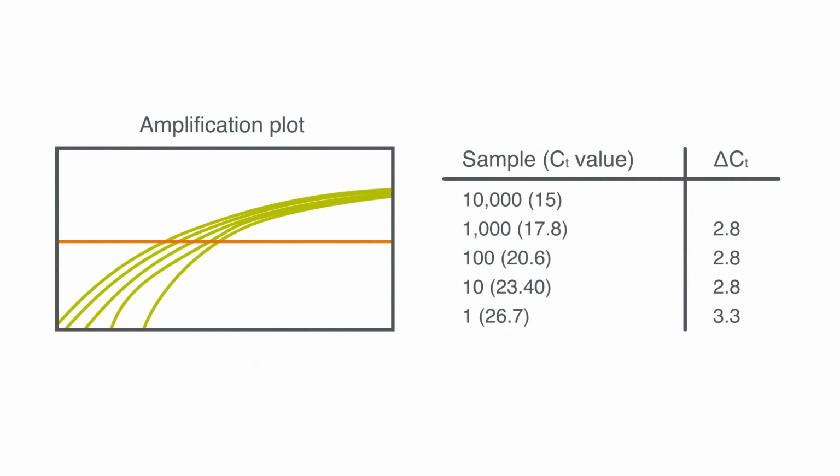For example, if you make 10-fold dilutions of your sample, the delta CT between each point should be about 3.3. When inhibitors are present, we see that the delta CT between our samples is about 2.8. However, it returns to 3.3 with the most dilute sample.